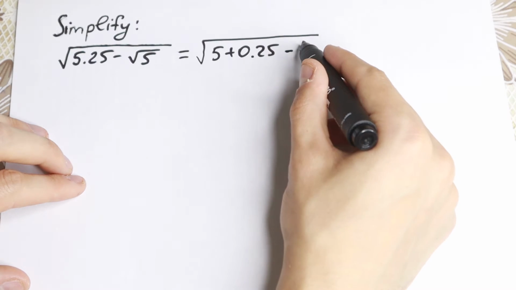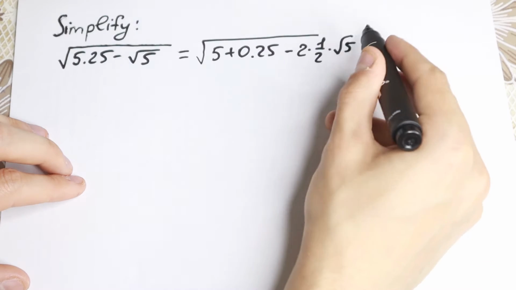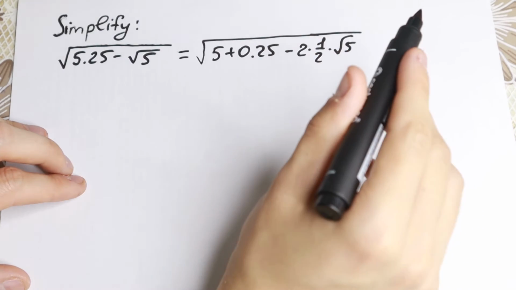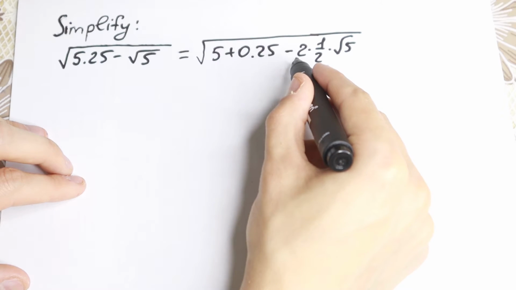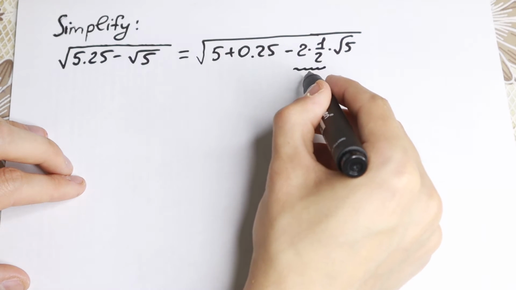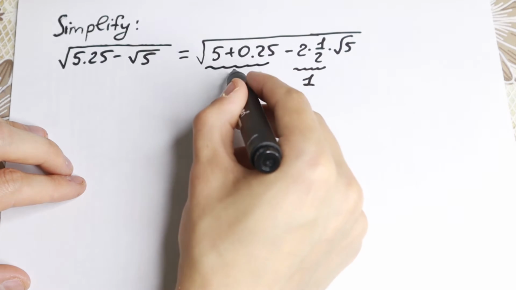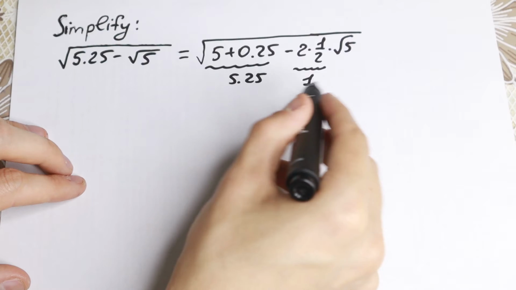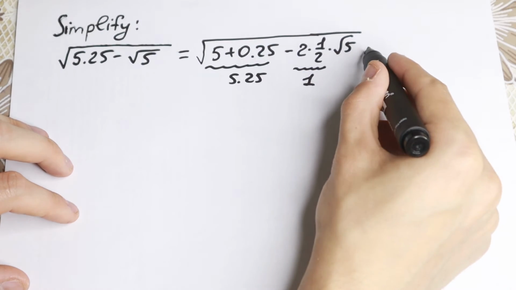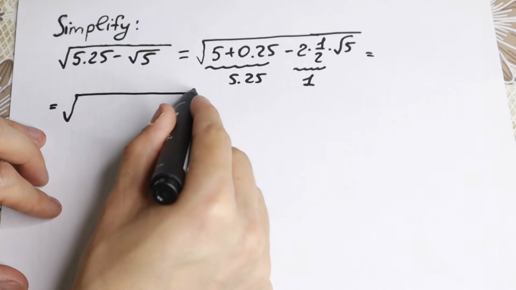We can write it as 2 times 1/2 times square root of 5. Don't ask me why I write it like that, but I hope you will understand in the next step. 2 times 1/2 is equal to 1, and this is equal to 5.25. So nothing changed for us, all the same, we only wrote it in another way.